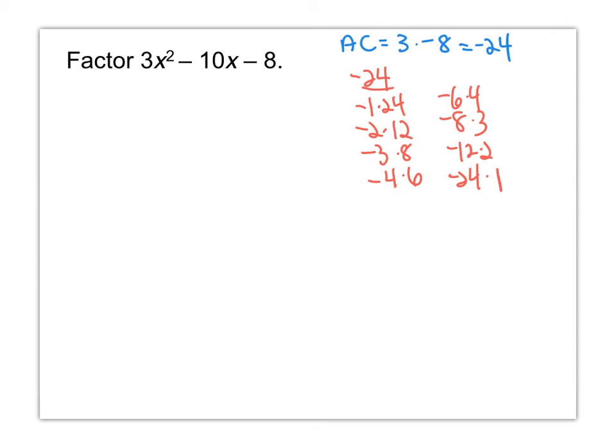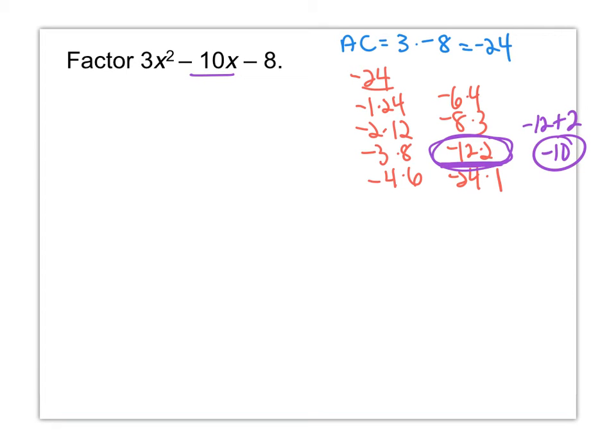Out of these pairs of factors, we want to find the pair that adds up to the middle term of minus 10. That pair of factors is negative 12 and positive 2, because negative 12 plus positive 2 is negative 10. That's why we're selecting this pair of factors.